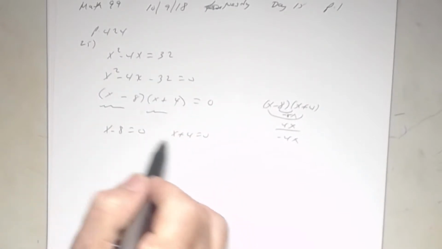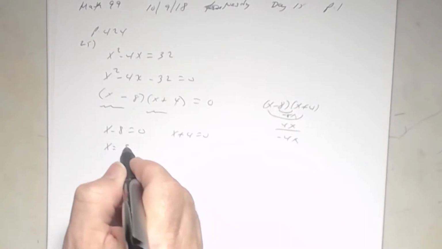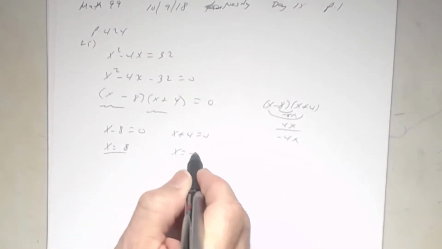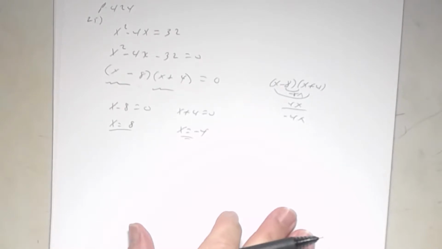So notice I went from a quadratic equation to two linear equations. So what's x over here? Positive 8. What's x over here? Negative 4. So those are your two solutions. So your two solutions are 8 and negative 4.